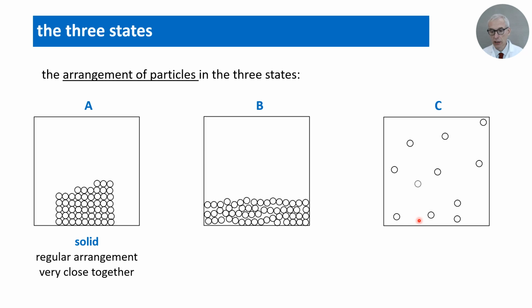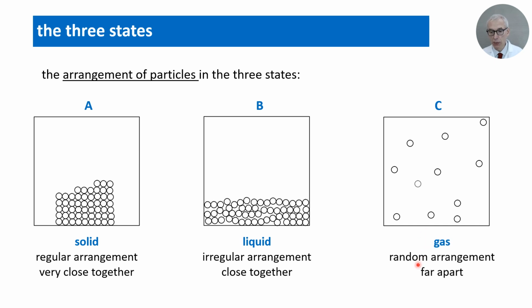Pause, write down your statements, come back to check against mine. Okay, so here we have B, a liquid. We would say that we have an irregular arrangement and that the particles are close together. In the gas, we would say we have a random arrangement and crucially the particles are far apart.